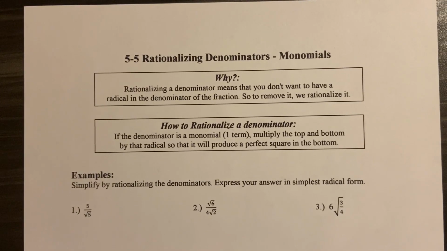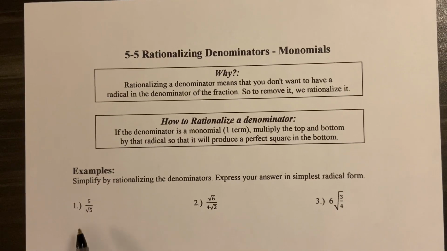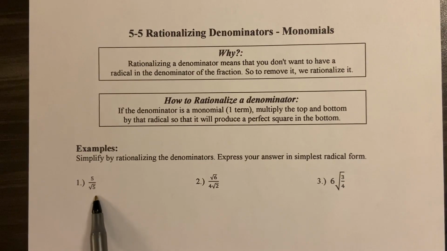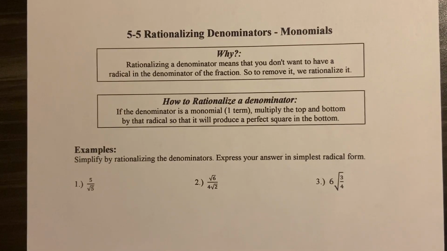Hey guys, so this lesson's called 5-5 Rationalizing Denominators with Monomials. What this lesson's about is, if you were to get some kind of fraction with a radical left in the bottom, that's called improper in math. You can't leave it that way. So what we do is what's called rationalizing a denominator.